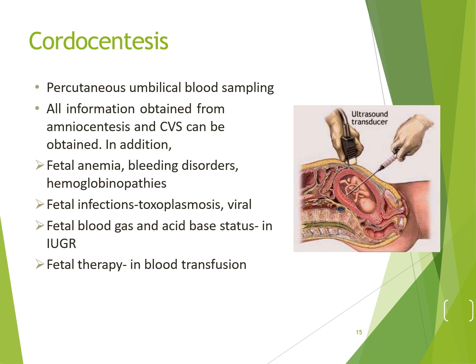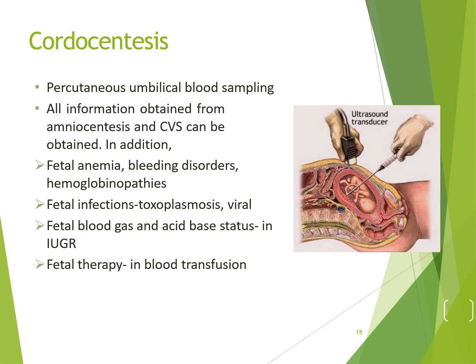Next is cordocentesis. This is percutaneous umbilical cord sampling. That is, we are taking the sample from the umbilical cord. All the information that we are getting from the amniocentesis and chorionic villus sampling can be obtained from the cordocentesis also. Along with that, we will get information about fetal anemia, bleeding disorders of the baby, and hemoglobinopathies. These also can be identified.